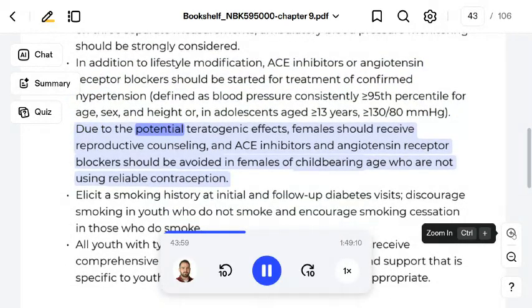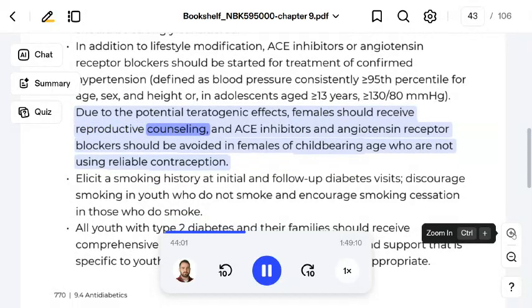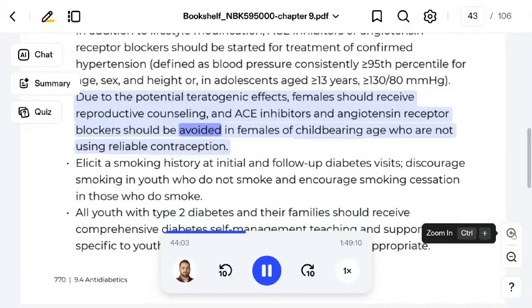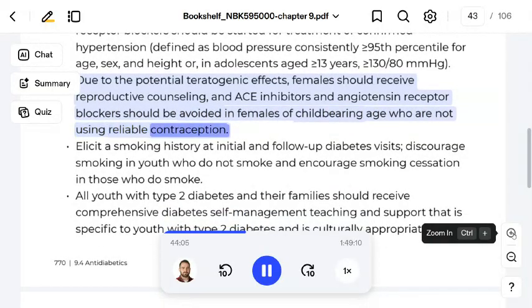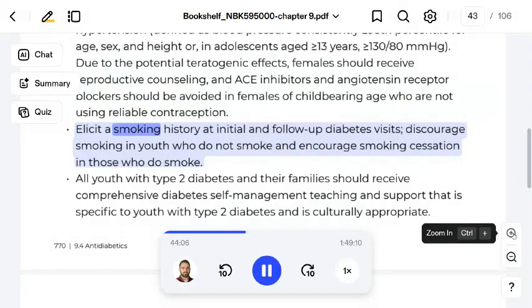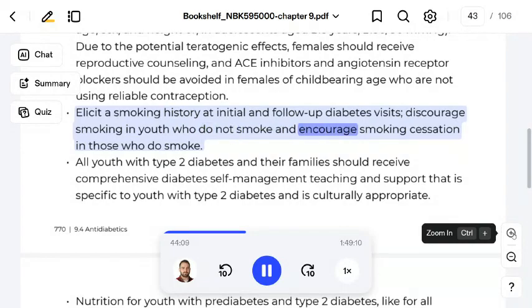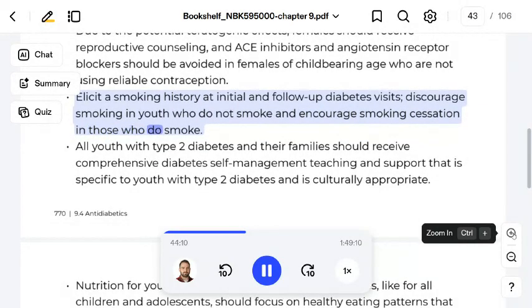Due to the potential teratogenic effects, females should receive reproductive counseling, and ACE inhibitors and angiotensin receptor blockers should be avoided in females of childbearing age who are not using reliable contraception. Elicit a smoking history at initial and follow-up diabetes visits. Discourage smoking in youth who do not smoke, and encourage smoking cessation in those who do smoke.